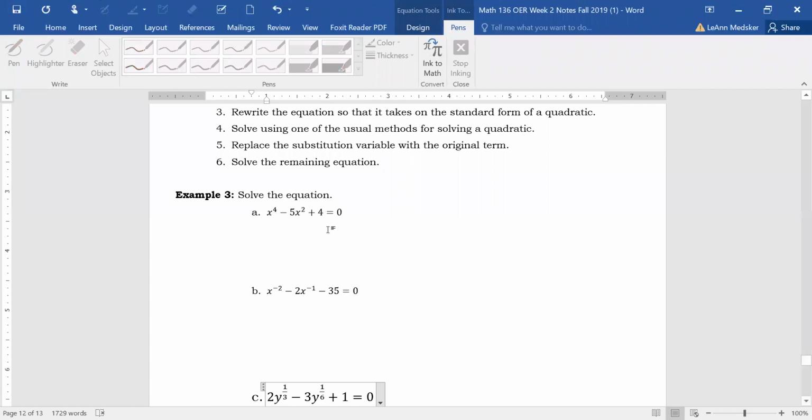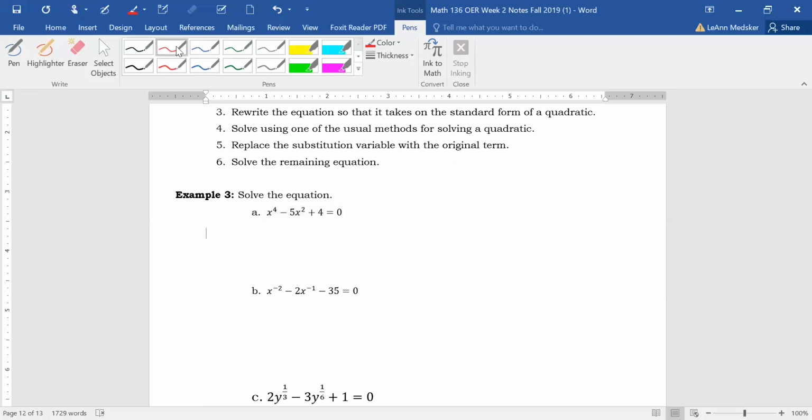So I'm going to start off with an easy one that you could obviously factor if you're comfortable with factoring. You would just use x squared and x squared in your two binomials instead of an x to the first. But I want to show you this one using U substitution.